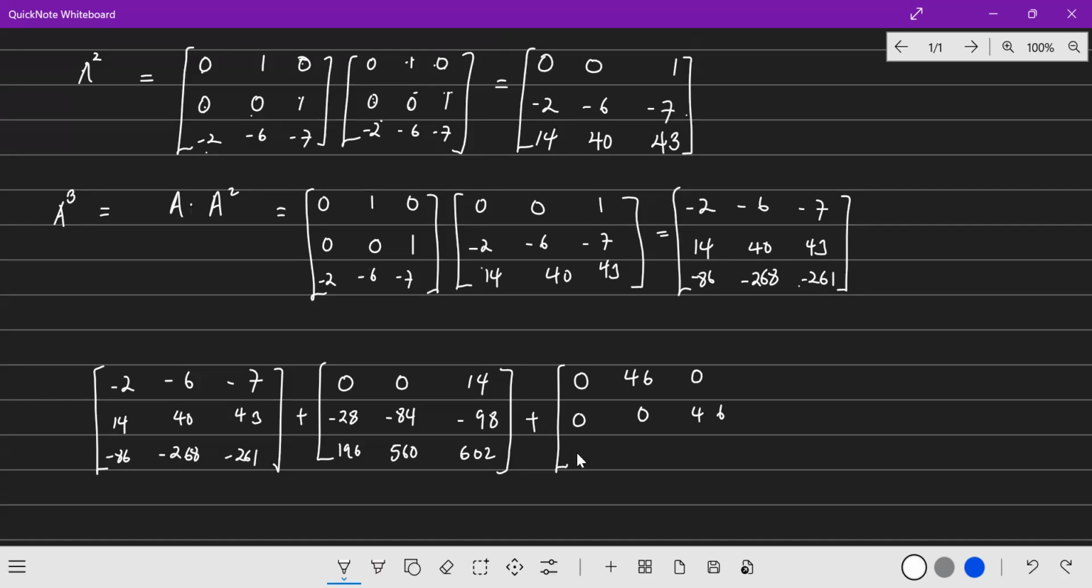46 by negative 2, that is negative 92, I think. Yeah. And then 46 by negative 6, that is negative 276 here, right? And then 46 by negative 7, that's negative 322.